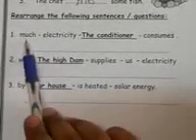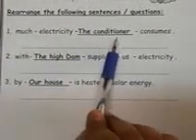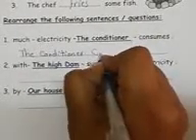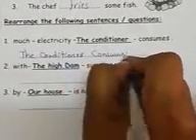Rearrange the following sentences or questions. Much electricity the conditioner consumes. Let's start with the conditioner. The conditioner, or the air conditioner, what I mean, the air conditioner consumes much electricity.